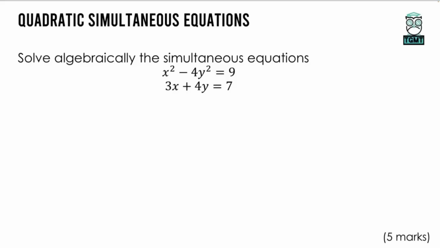Okay, so in this question we have a quadratic simultaneous equation. We do have quite an extensive one in this particular question. So we're going to use the substitution method, but you can see our second equation there, we have a 3x and a 4y. So we want to rearrange that formula so it's either x equals or y equals, which does mean we're going to have fractions involved in this one.